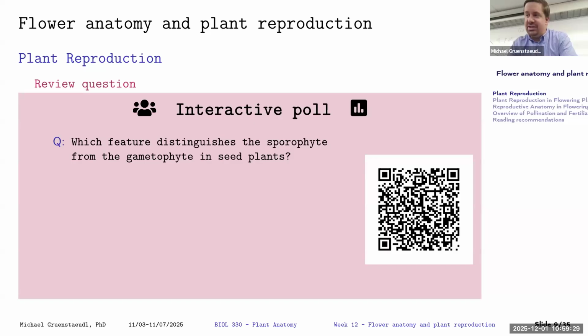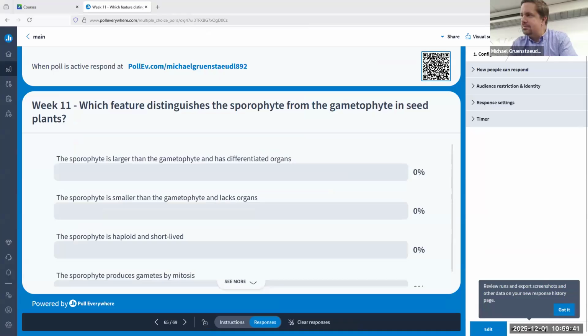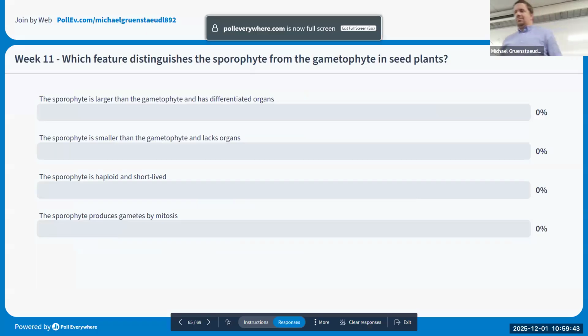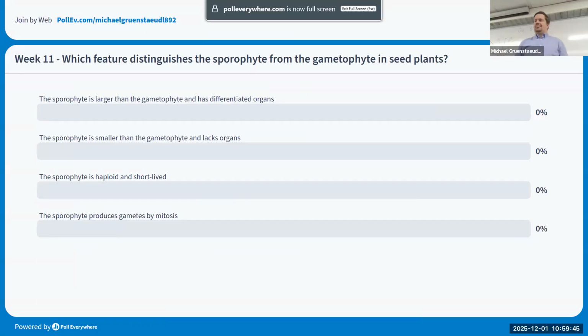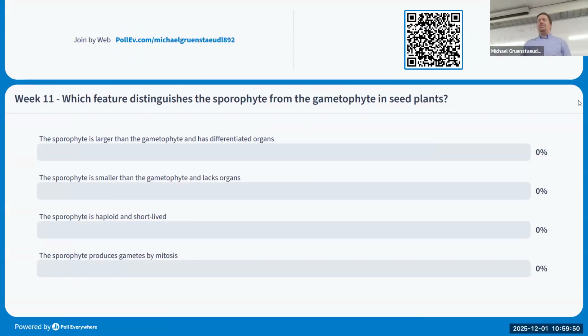All right, which feature distinguishes the sporophyte from the gametophyte in land plants?